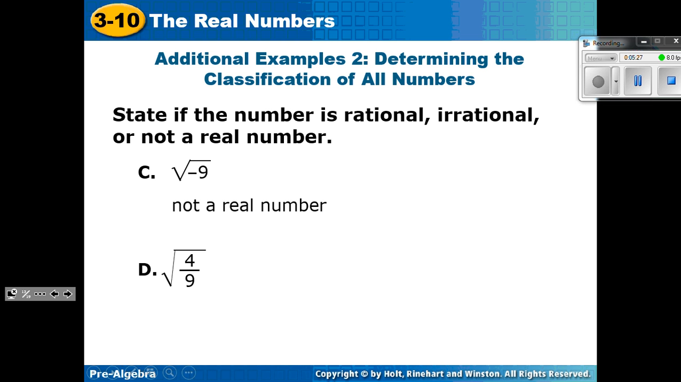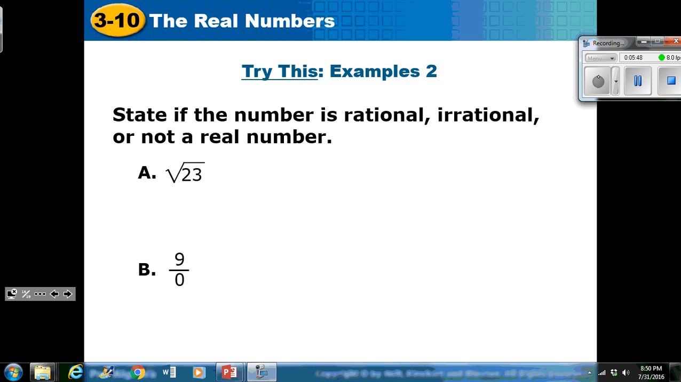Now, 4/9 you might notice is actually a perfect square because 2/3 times 2/3 equals 4/9. So that is a rational number. If you put in 4/9 in your calculator and hit square root, it will give you 2/3, which is a rational number. Same story here, rational, irrational, or not a real number.